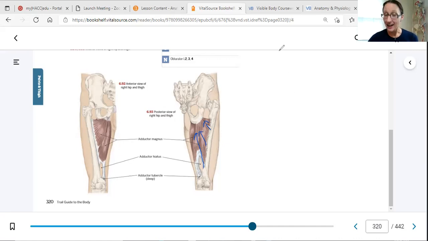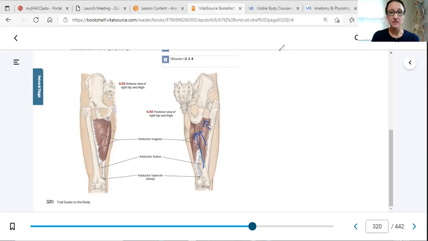Okay, so the actions. Now we have to go back to that first page, page 319, right there, where it says that all of the adductors adduct. Yes, I mean, it's in the name of the group. All of the adductors adduct the hip. So adductor magnus is no exception. Adductor magnus adducts the hip, okay?